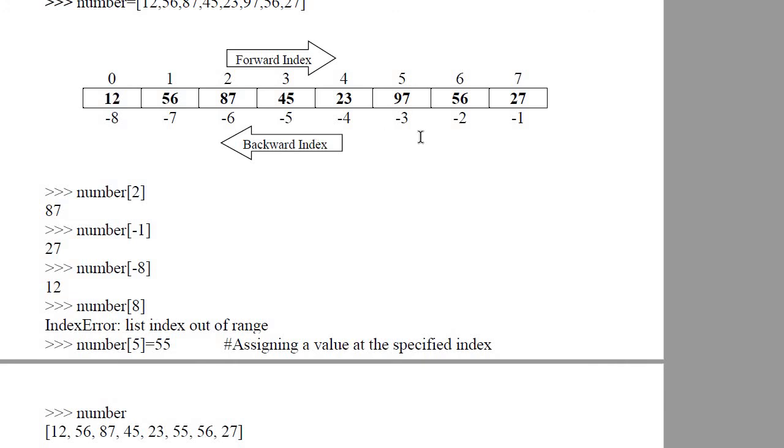Now if I am asking for index 8, it will throw an error, an index error, because the index is out of range. Index 8 is not present here, that's why it gives you an error. And if later on you want to change the value at index 3, instead of 45 you want to write 43, just mention the index of that element and write the value. Because a list is a mutable data type, it will change the value.